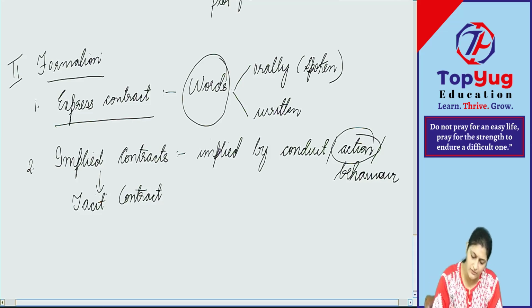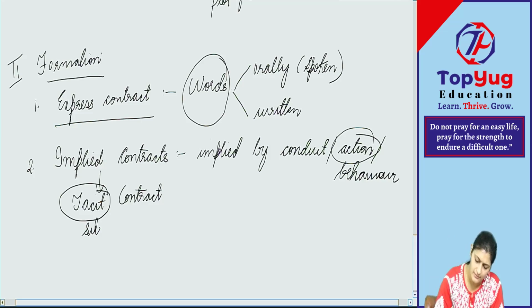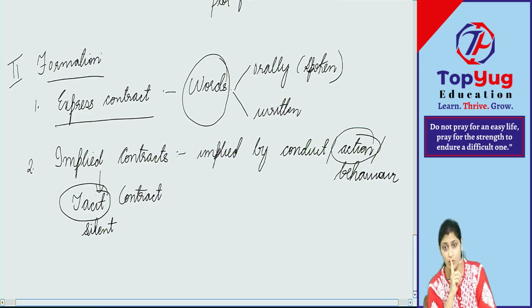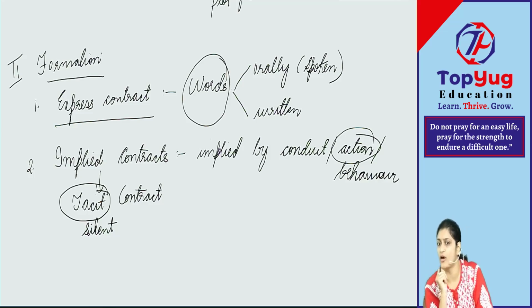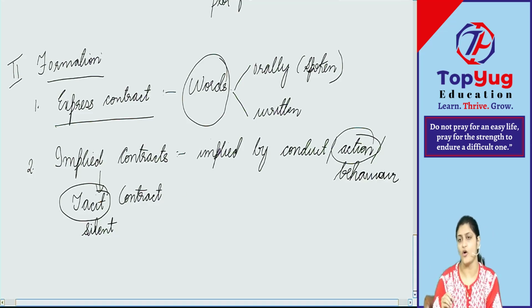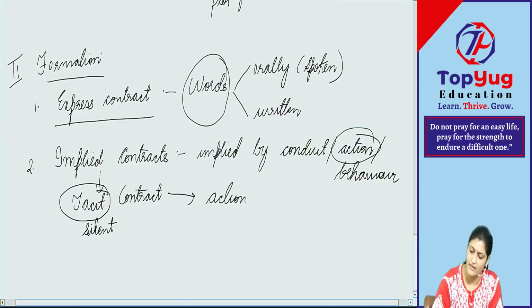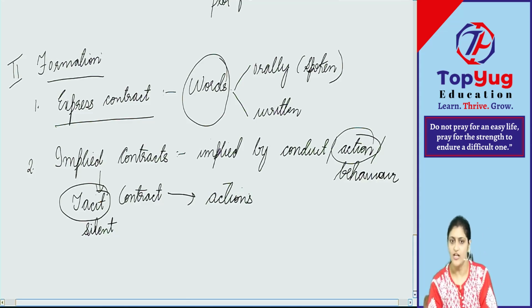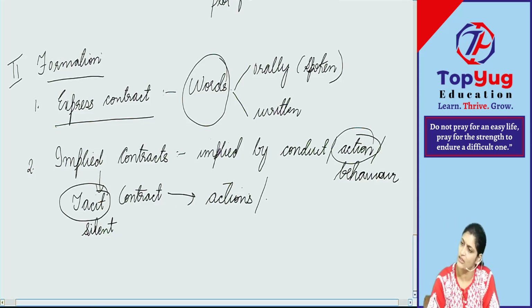Tacit contracts. The word tacit means silent. Silent means what? You are not using any words. You're not speaking. No words are used. Those types of contracts are tacit contracts. Any contract entered into by the actions or conduct of the parties is known as tacit contract. So it is nothing but another name for implied contract. Tacit contract and implied contract are one and the same.